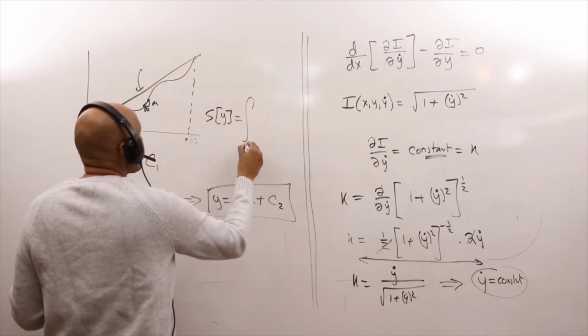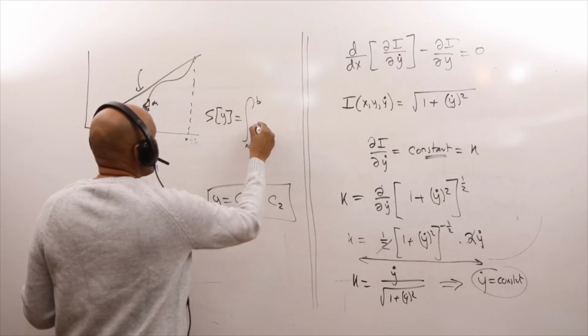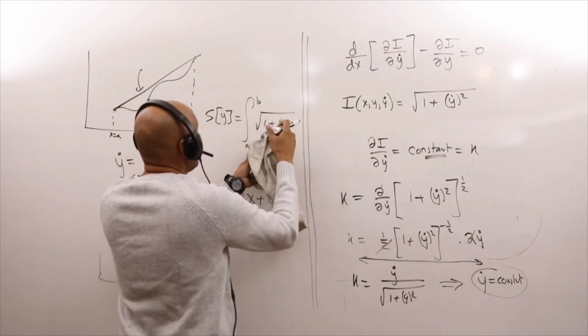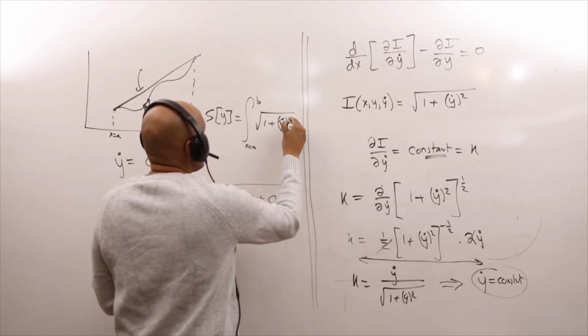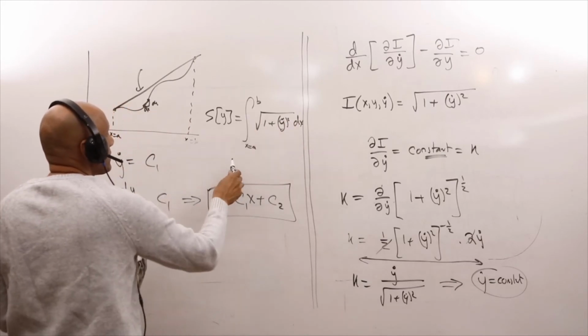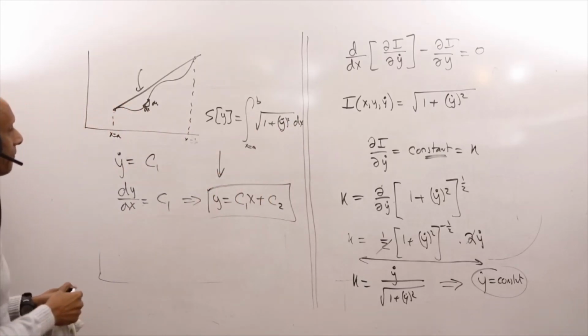Extremization of the distance functional between 2 points A and B. So let me use y dot, okay? So y dot squared dx, extremization of this functional gives you literally an equation of a line.